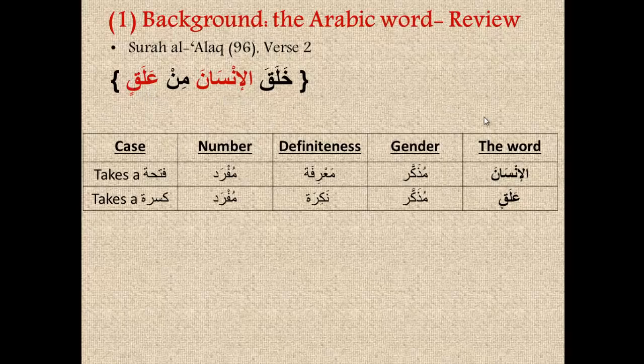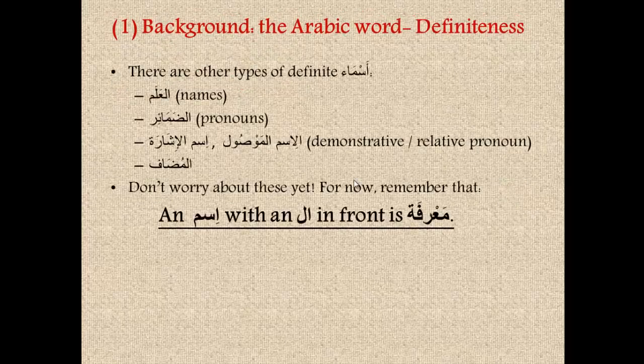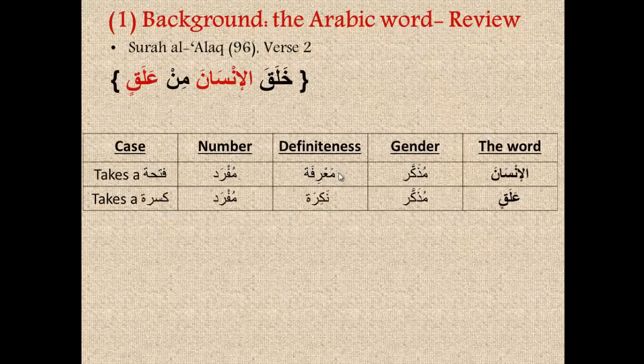Al-insana and alaqin. So the word al-insana, again, you hear the al in front, that tells you the word is ma'rifa or definite. The word is also mudhakkar, which means it's masculine. It is mufrad or singular. And regarding its case ending, which we know nothing about at this point, we can just say it takes a fatha at the end.